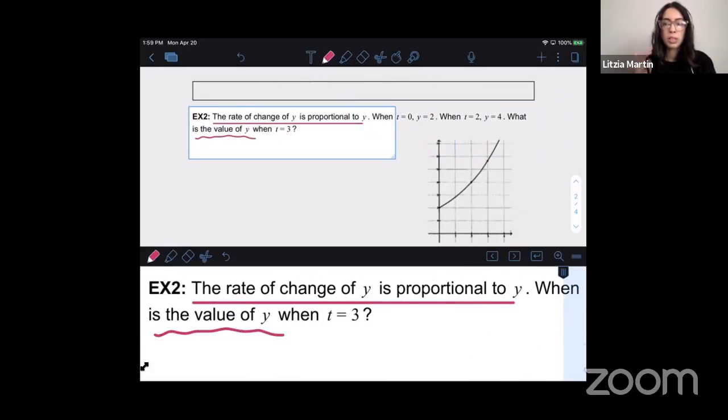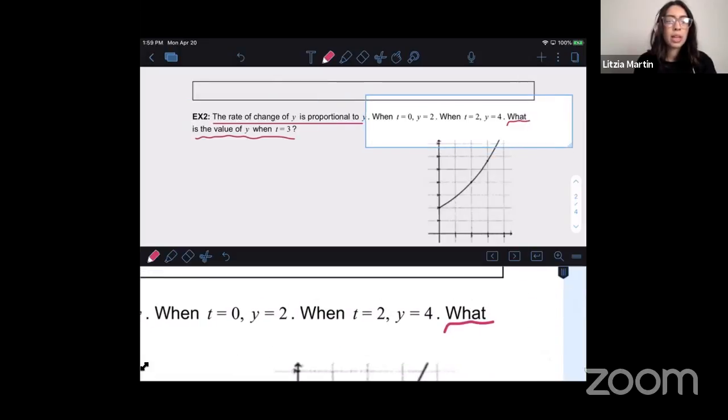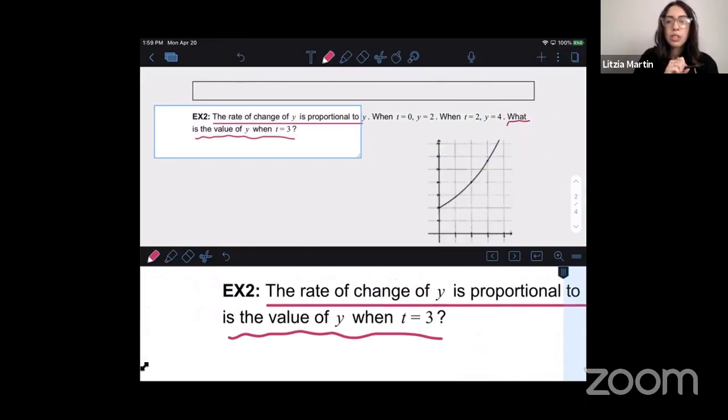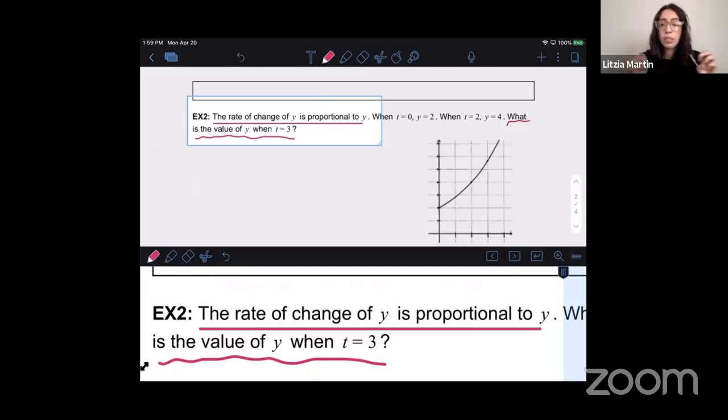We're going to go through our steps to get to that point where we can answer it, because for the question, what is the value of y when t is equal to 3, all we would have to do is plug t into an equation and get your output of y. But the problem here is, what is the equation? Where am I going to plug in t? So we need to come up with that. They've given us here the rate of change of y is proportional to y.